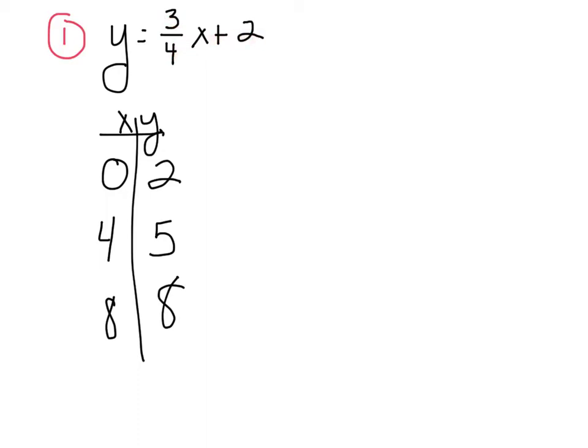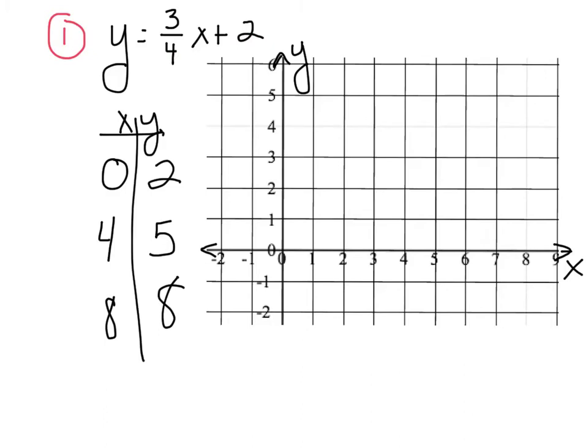So now let's graph this. I'm going to graph 0, 2, 4, 5, and 8, 8. I'm out of room here, so I'm going to connect the dots. Now once again, I could have counted by 2's, I could have counted by 4's on my x-axis. But there's your line.